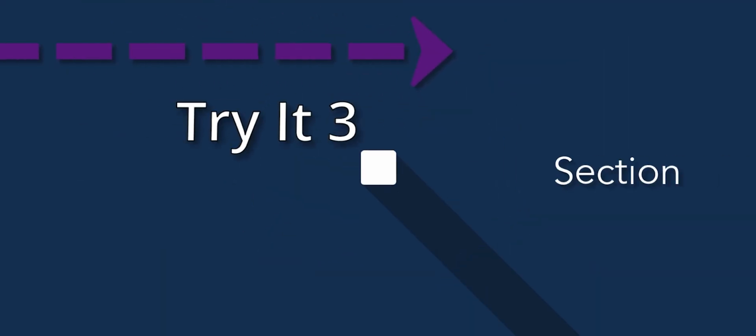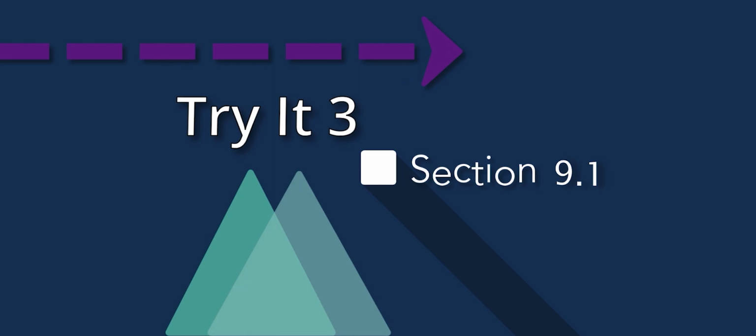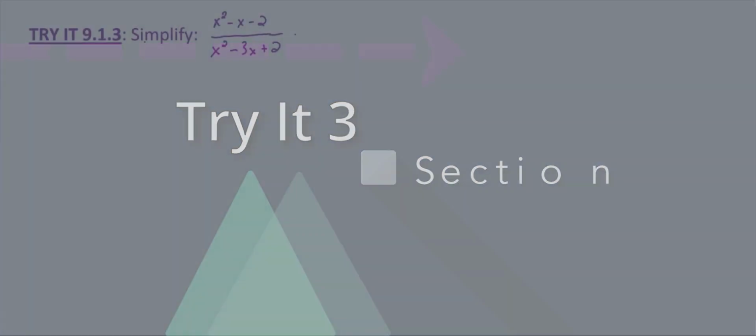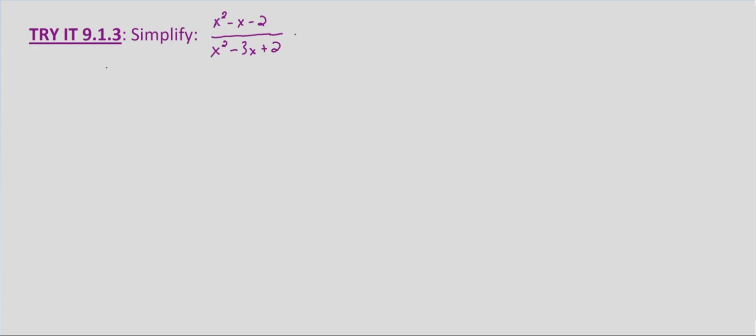So now we're looking at simplifying rational expressions, and that starts with factoring the numerator and denominator completely. So we'll rewrite this rational expression here, x squared minus x minus 2 over x squared minus 3x plus 2.